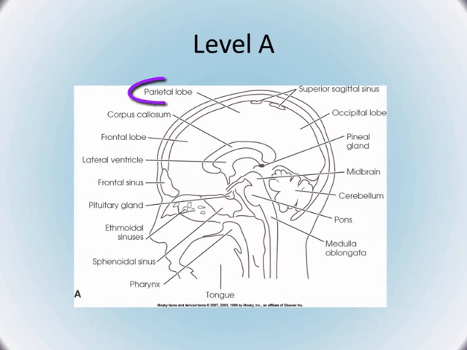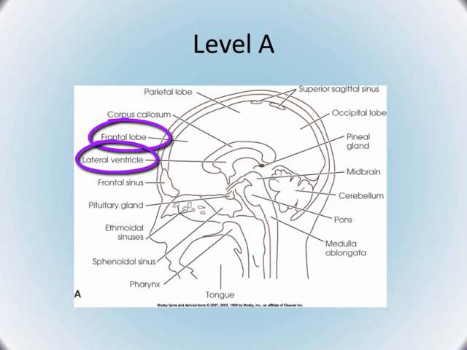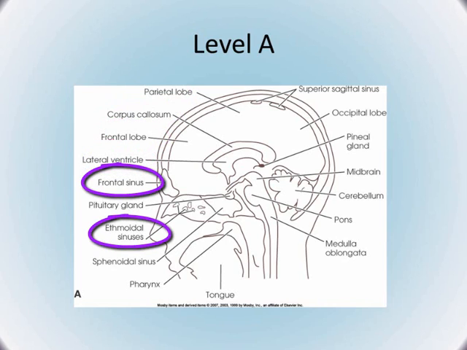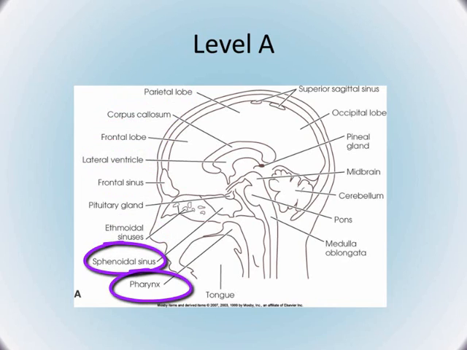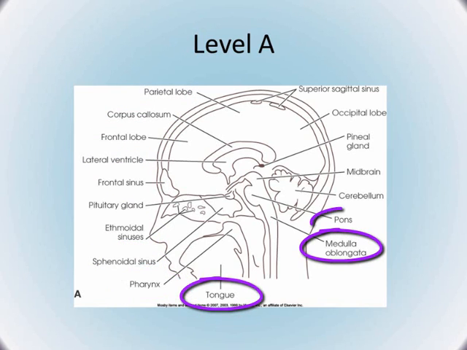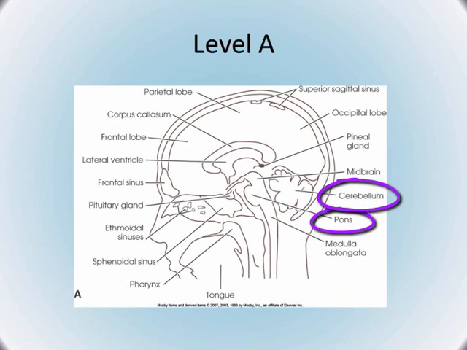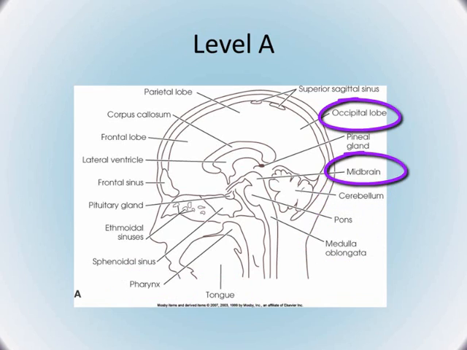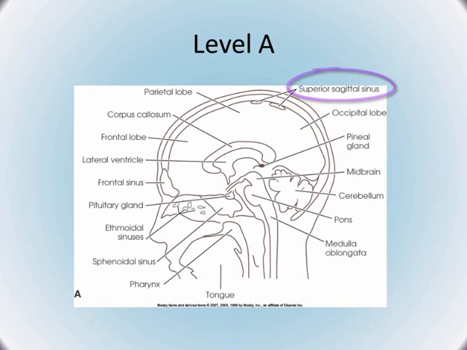Starting off with the parietal lobe, the corpus callosum, the frontal lobe, the lateral ventricle, the frontal sinus, ethmoid sinuses, sphenoidal sinuses, the pharynx, the tongue, the medulla, the pons, cerebellum, the midbrain, the occipital lobe, and the superior sagittal sinus. And we'll take a look at all these on the next diagram.